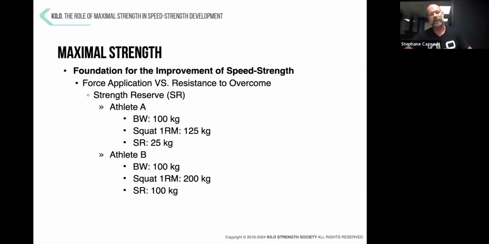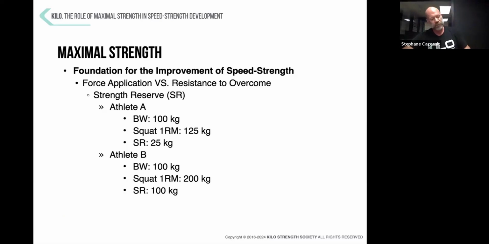So if we ask both athletes to, let's say, do a jump squat with, let's say, 10 kilos on their back, well, athlete B will most likely be able to jump higher because his strength reserve is greater. So his potential to generate a forceful contraction is much greater. Okay, so that's the strength reserve.